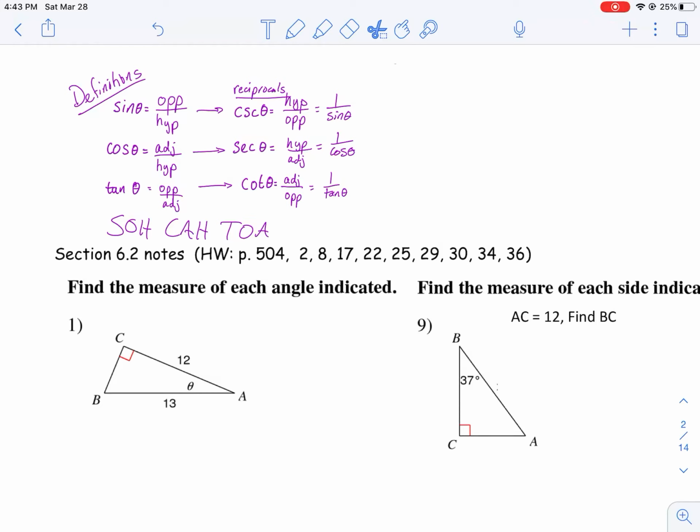Hi, in this video we're going to talk about how to use triangle trig information here. Remember this that I told you to learn and make sure you understand? Here it is again. We're going to use it to help us solve information about triangles. So let's take a look.